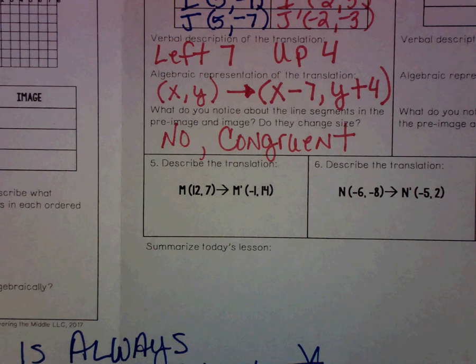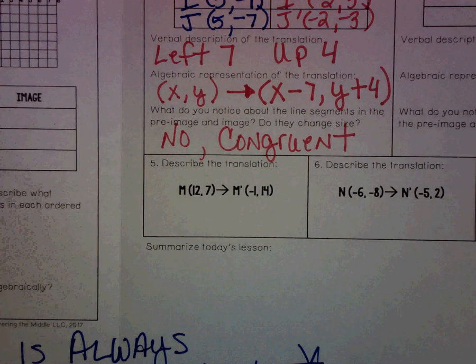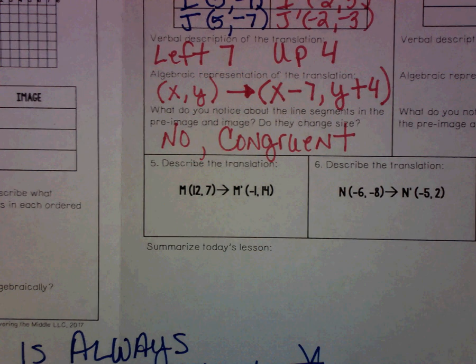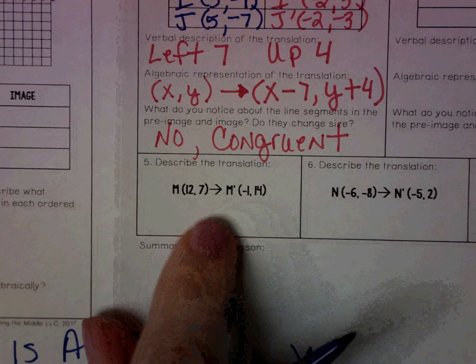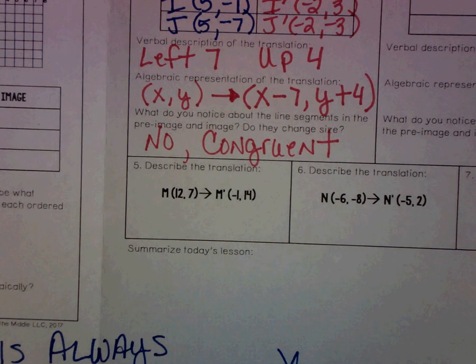Okay, the last three examples are kind of tricky because we've been given the original point and the new point, and we have to figure out what the rule is. So there's lots and lots of different ways that you can do it. One strategy I would tell you would be to take both of these points and plot them on graph paper.